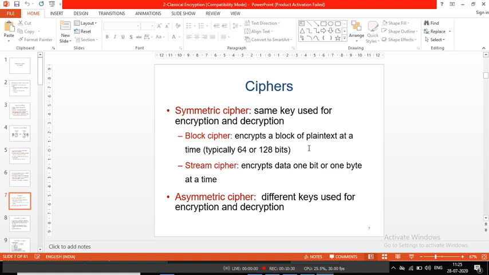Okay, symmetric cipher. What do you mean by symmetric cipher? Symmetric cipher is nothing but the same key being used for both encryption and decryption. Clear? Okay.